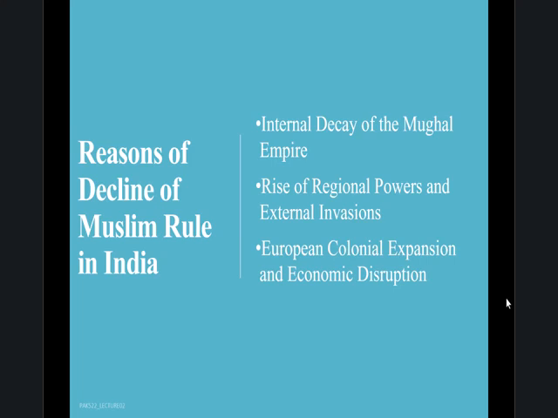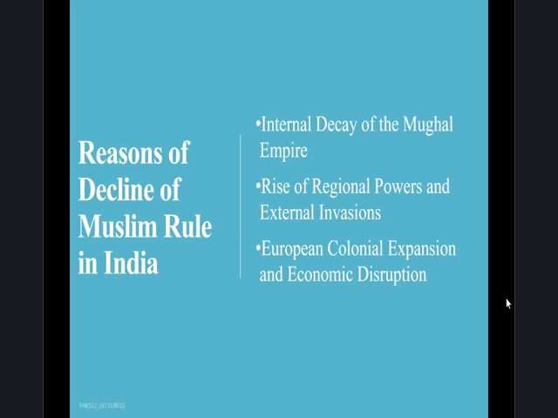Key provinces like Bengal, Awadh, and Hyderabad gradually became de facto independent states, acknowledging Mughal suzerainty only in name. This decentralization of power effectively dismantled the unified administrative structure that had been a hallmark of Mughal rule.